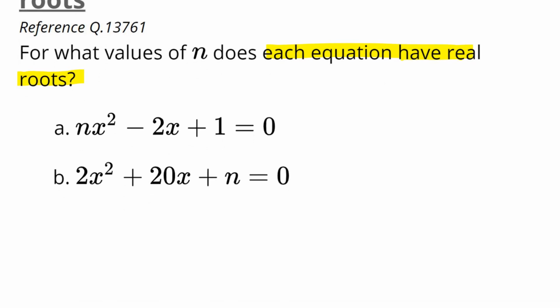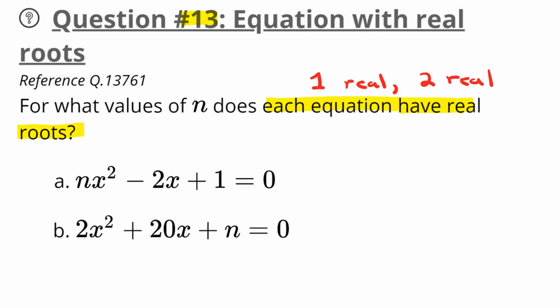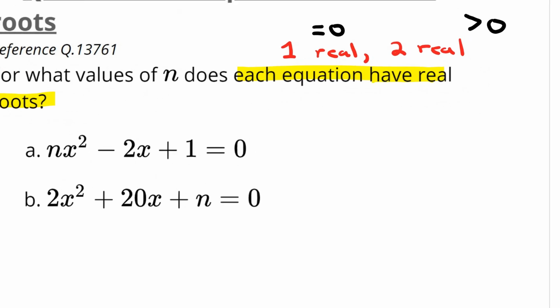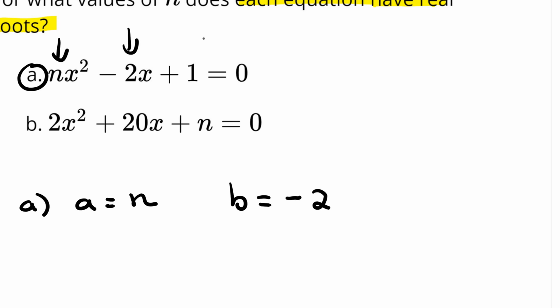Okay. So when you have real roots, that just means you could have one real root, or you can have two real roots, right? When you have one real root, that means the discriminant equals 0, and when you have two real roots, that means the discriminant is positive, right? So as long as the discriminant is not negative, then you're good. Okay, let's start off with letter A here. So for letter A, I guess we can say the a value is going to be n, the b value is going to be -2, and the c value is going to be 1.